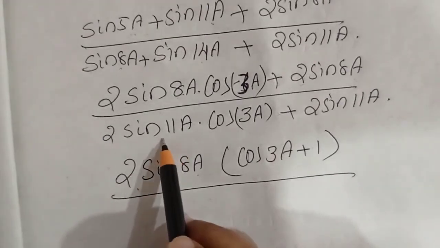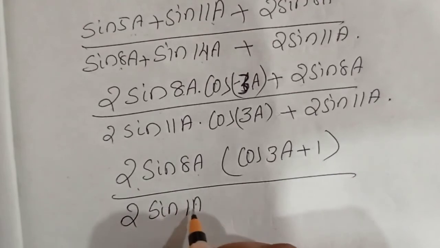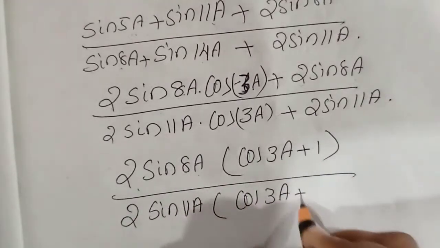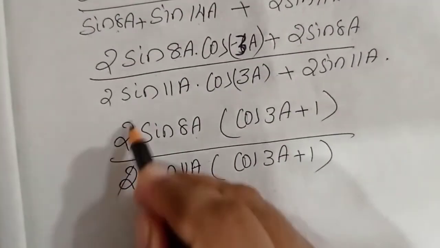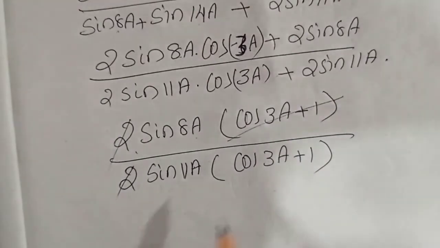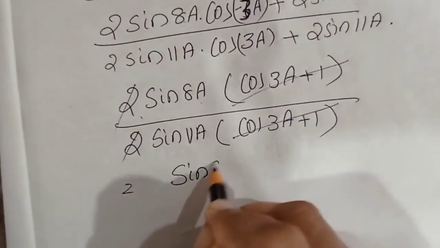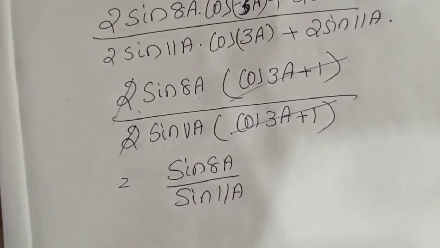And from the denominator, you can take that 2 sin 11a outside. That is cos 3a plus 1. You know what's the next step, isn't it? 2 cancel. Cos 3a plus 1, cos 3a plus 1 cancel. Therefore, the answer is sin 8a by sin 11a.